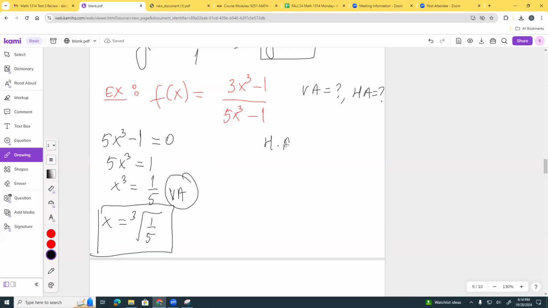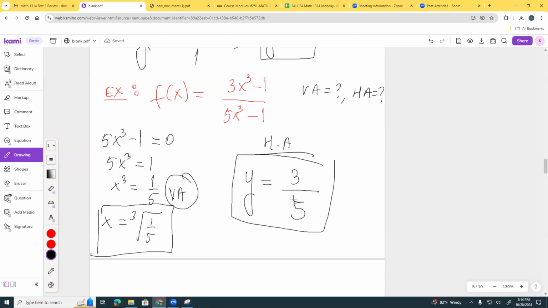Now, for horizontal asymptotes, we have to check the degree at the top and the degree at the bottom. Do they have the same degree, or is the bottom stronger, or is the top stronger? What is the answer here? Same degree. Horizontal asymptotes always start with what? Y. How many x cubes do we have at the top? 3. How many x cubes do we have at the bottom? 5. So there's only one horizontal asymptote here, which is y equals 3 over 5. This is how we're going to answer these questions.